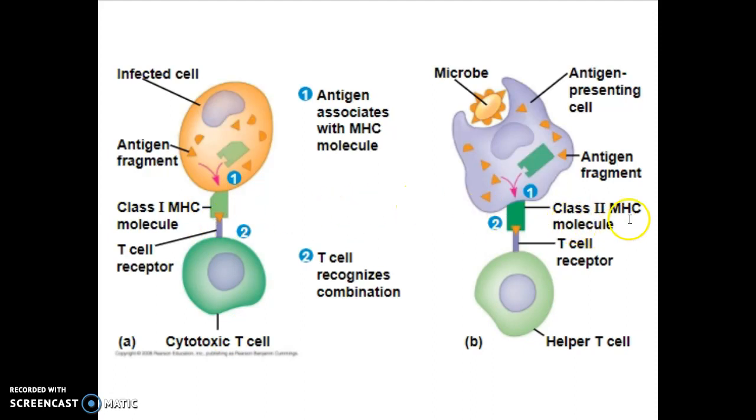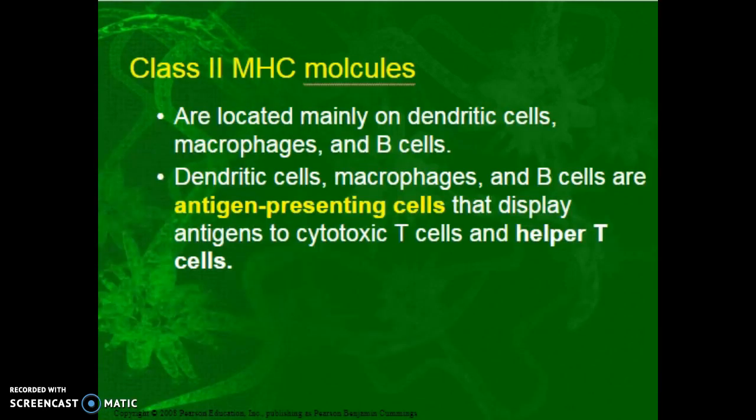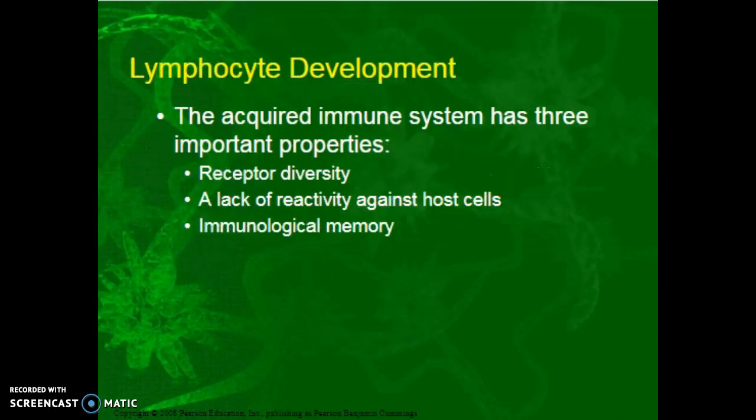Over here, we've got a class 2 MHC molecule, and we've got a helper T cell that's going to say, hey, I know you, I'm going to do something different with you. Class 2, like I said, are going to be located mainly on dendritic cells, B cells, and other antigen-presenting cells that display antigens to cytotoxic T cells and helper T cells. The helper T cells are going to help T cells. So for lymphocyte development, we've got 3 really important properties that we need to nail down.